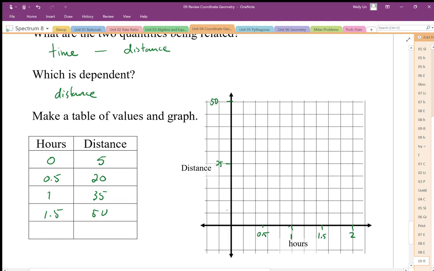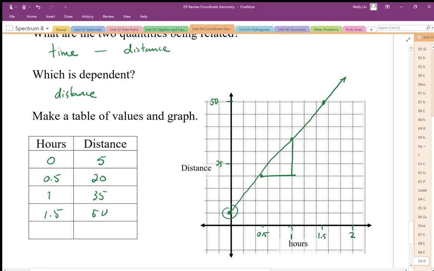So we know that's going to be starting at 5 kilometers. At 0.5 hours, we're at 20 kilometers. At 1 hour, we're going to be at 35 kilometers, somewhere around here. Oops, that's going to be right there. At 1.5 hours, we're at 50 kilometers, so that's going to be right about there. And again, these points line up. We have a straight line relationship that has slope and a starting point.